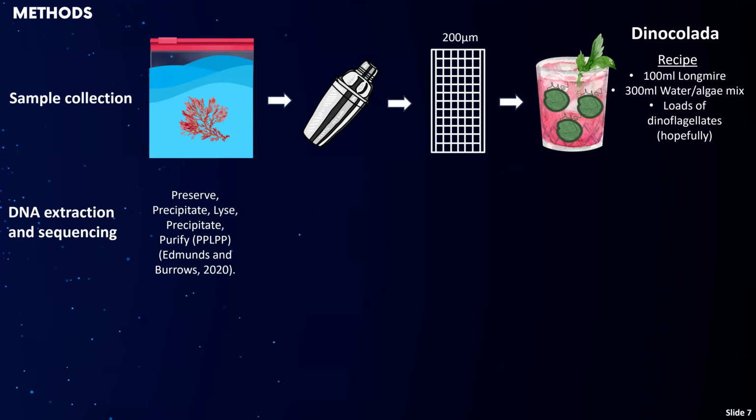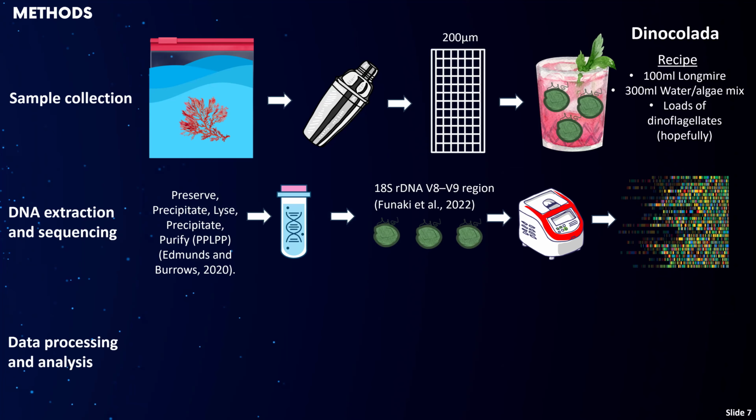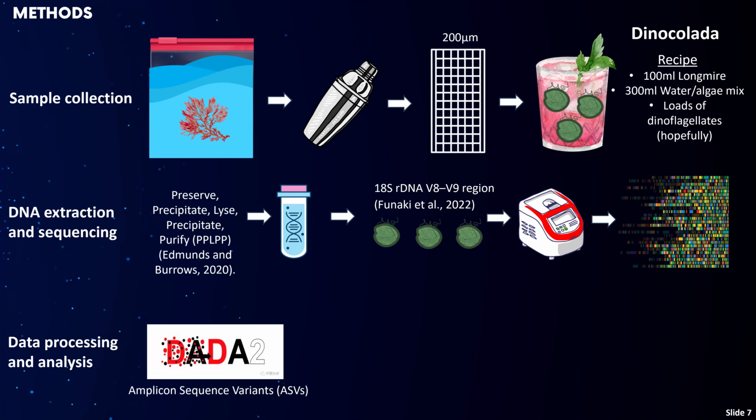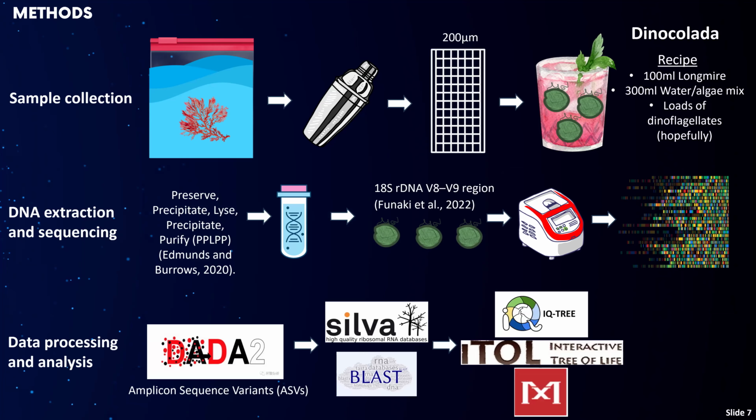For the DNA extraction, we used a PPLPP protocol, and then I used the 18S V8-V9 region primers. We then move on to the data processing and analysis. I used the DADA2 pipeline to generate amplicon sequence variants, or ASVs, and then blasted them against the SILVA 18S database and also through NCBI. I then used a multitude of different methods to look at trees and phylogenetic analysis, which I'll go into in the results, and also, of course, some stats.